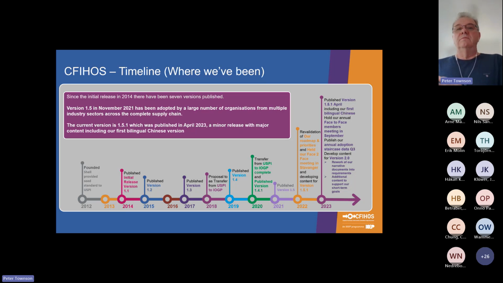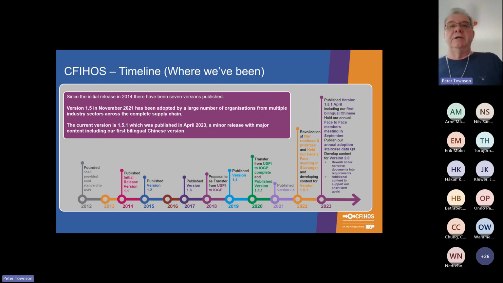And GIP 33 based those information requirement specifications not only on the underlying base standard, but also on CFIHOS. And they wanted to see the acceleration of CFIHOS happening, to support the development of GIP 33. So IOGP suggested to USPI that they change the governorship of CFIHOS and move it over to IOGP to better align with GIP 33.